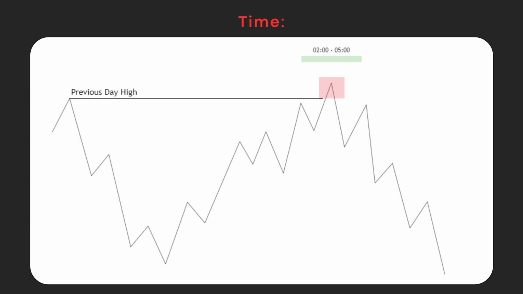And right here you can see we've got this green rectangle, and this green rectangle represents the key time from 2 a.m. to 5 a.m. Eastern time, which is basically the London Open kill zone, which is a key time for a manipulation profile to occur and a key level to be tested, right? And that is also when price forms the high of the day or the low of the day.